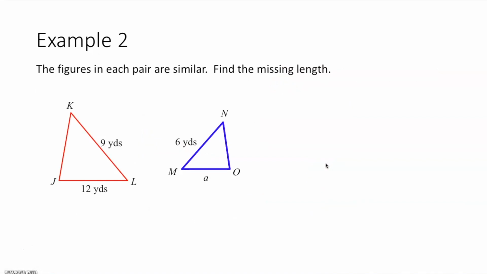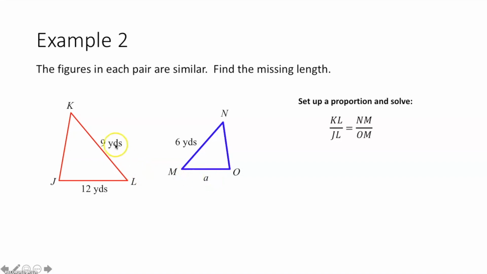Now example 2 says the figures in each pair are similar, find the missing length. So here, we have two similar figures. How do we find our missing side length down here? What we need to do is set up a proportion and then solve for our missing side length. How do we set up a proportion? Well, we just had a bunch of practice doing that. We need to find our corresponding side lengths. So here you can see that KL corresponds with NM, NO corresponds with KJ, and JL corresponds with OM. So what we can do now is set up a proportion based on those corresponding side lengths. We can do it a couple ways. What I did when I set up my proportion, I did KL over JL is equal to NM over OM.